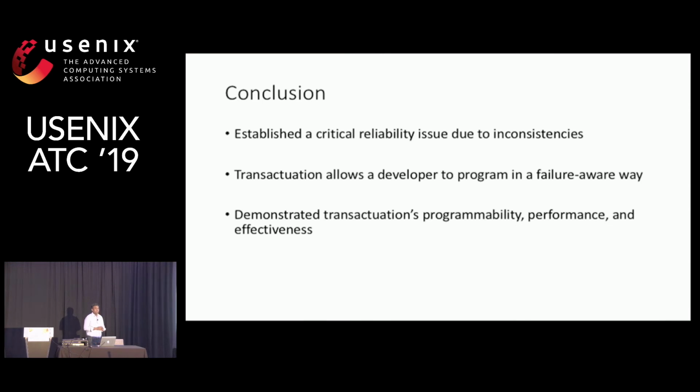In conclusion, we established a critical reliability issue due to inconsistencies and introduced our abstraction called transactuation that allows a developer to program in a failure-aware way. We demonstrated transactuation's programmability, performance, and effectiveness, and showed that it is a powerful abstraction and execution model.